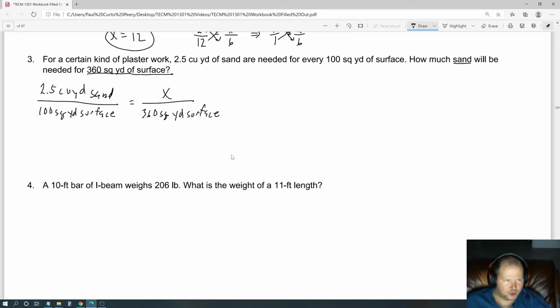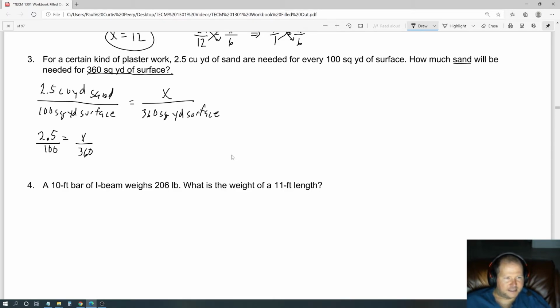Now we move on. So I'm going to remove the units. I'm going to remove all that extra descriptor there to just make the calculation easier. Okay, and the x goes up here, and the 360 goes down there. So again, I did all this description just to make sure sand goes on the top, surface goes on the bottom, cubic yards goes on the top, square yards go on the bottom. Okay, cool. Probably set it up correctly.